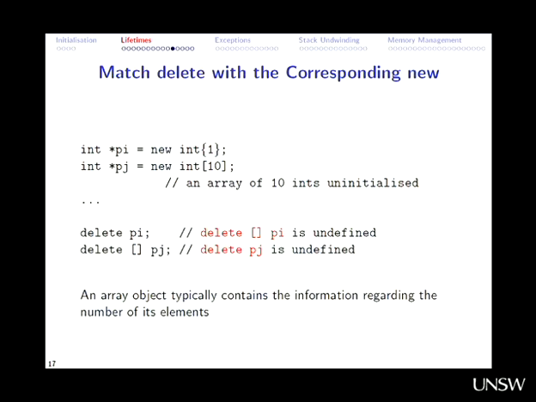Now, I wouldn't actually create a dynamic array of ints like this. I'd probably create a vector, and the vector contains int pointers. Probably how I would approach it. Okay? But you need to match your new and deletes with the correct types. Okay?